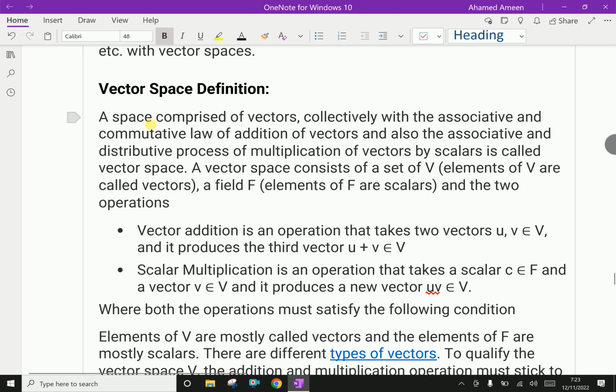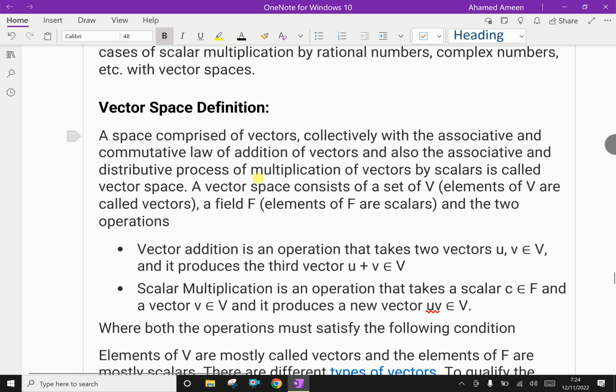We can define the vector space in detail. A space comprised of vectors together with the associative and commutative law of addition of vectors, and also the associative and distributive process of multiplication of vectors by scalars, is called a vector space. That means it satisfies both addition and multiplication properties: the associative and commutative properties for addition, and the associative and distributive properties for multiplication of vectors by scalars, is called the vector space.